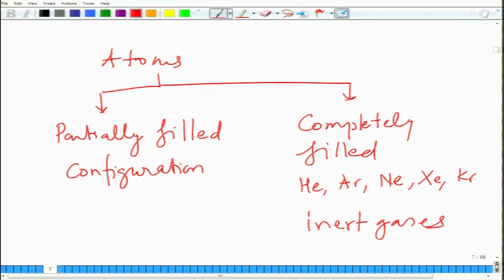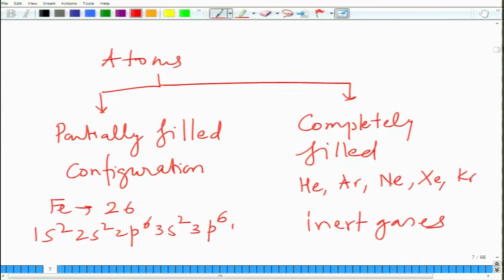In other atoms, the electronic shells are not completely filled. For example, if you look at iron, okay, iron has atomic number of 26. It makes 1s2, 2s2, 2p6, 3s2, 3p6, 4s2, and what do you have then? 3d6. This d can have 10 electrons, but it has only 6 electrons.